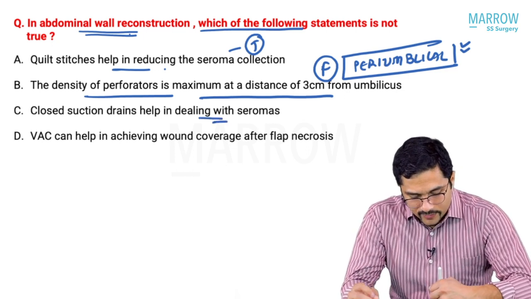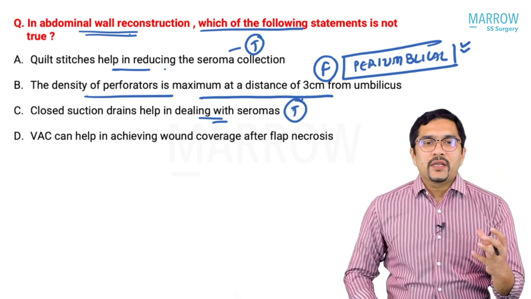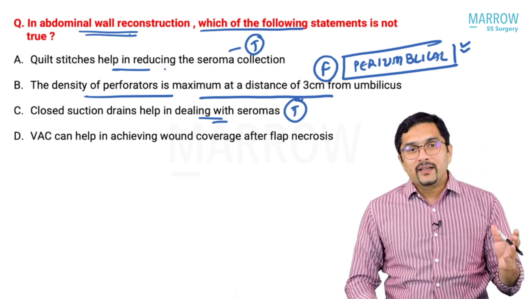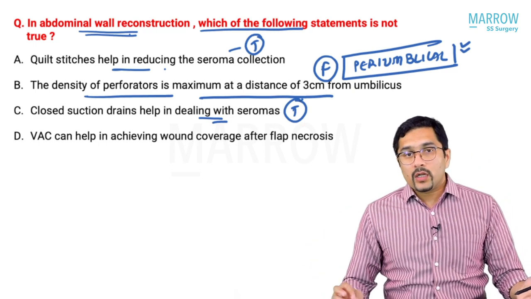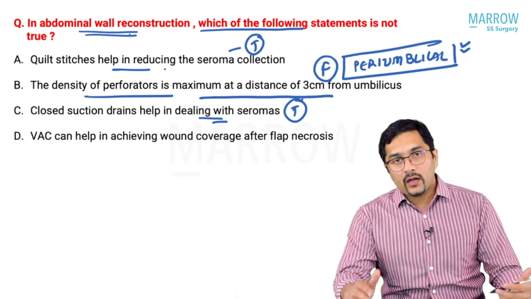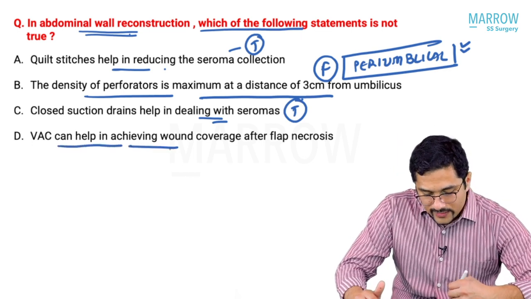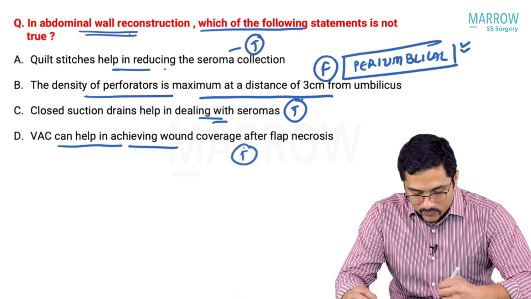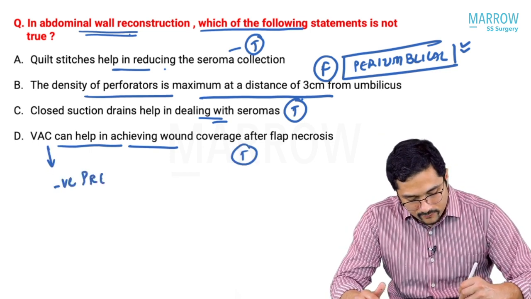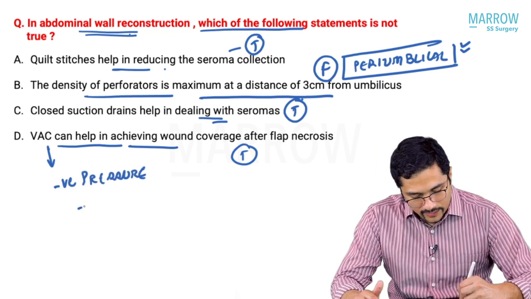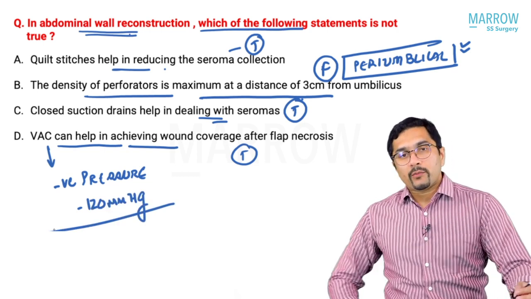Closed suction drains help in dealing with seromas. This is true. This is in fact one of the very few sites where drain insertion is recommended, because drain insertion while doing component separation or abdominal wall closure for hernias reduces the incidence of seromas. VAC dressings can help in closure after flap necrosis. This is also true. VAC is negative pressure dressing, and minus 120 millimeters of mercury is the pressure which is exerted when we put a VAC dressing.